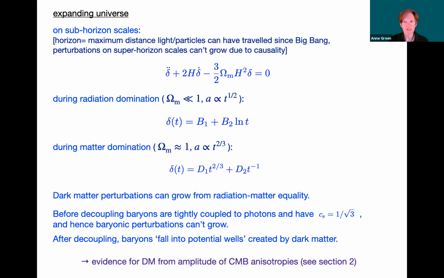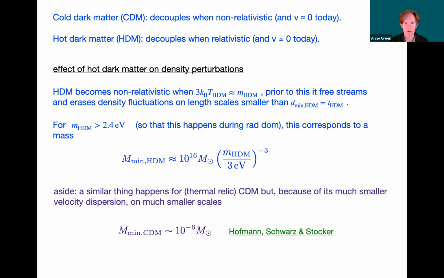So there's a difference in how cold dark matter and hot dark matter behave. Cold dark matter is particles that decouple when they're non-relativistic, and their velocity dispersion today is essentially 0. Hot dark matter is particles that decouple when they're relativistic, and the dispersion is not exactly 0 today. And so, as I've already mentioned, the hot dark matter has an effect on density perturbations.